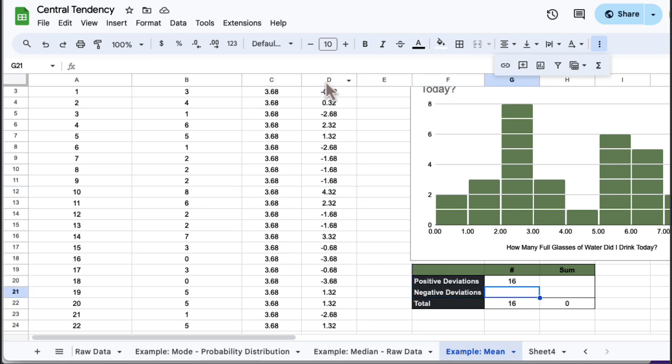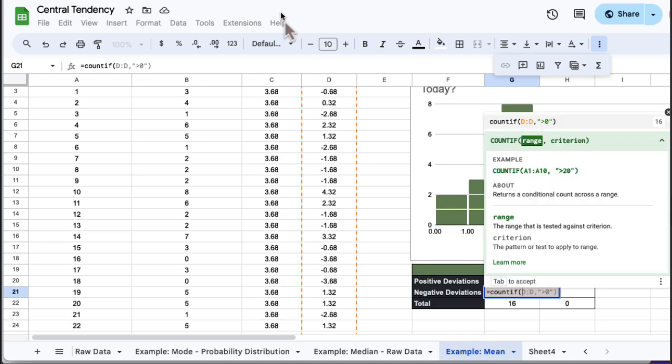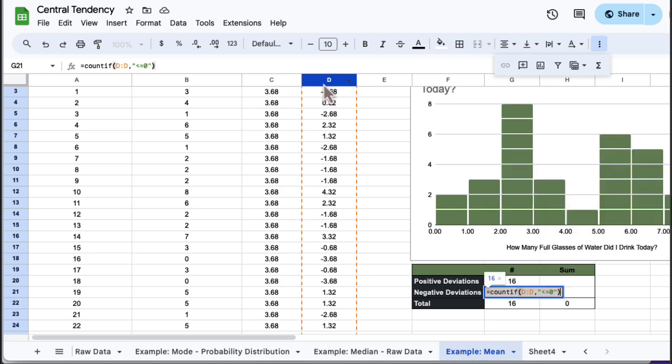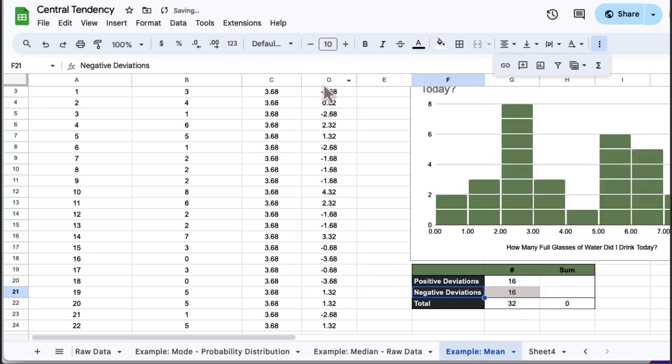Let's do the same for negative deviations. Now, I should say, maybe I should put non-positive deviations. You get the idea. But I'm going to put equals COUNTIF, and I'm going to highlight column D, and then I'm just going to say less than or equal to 0. And then end quotation marks, and I get 16.